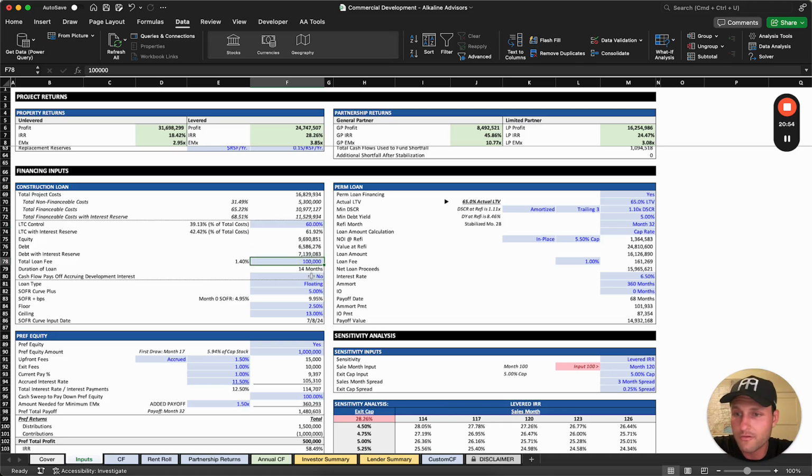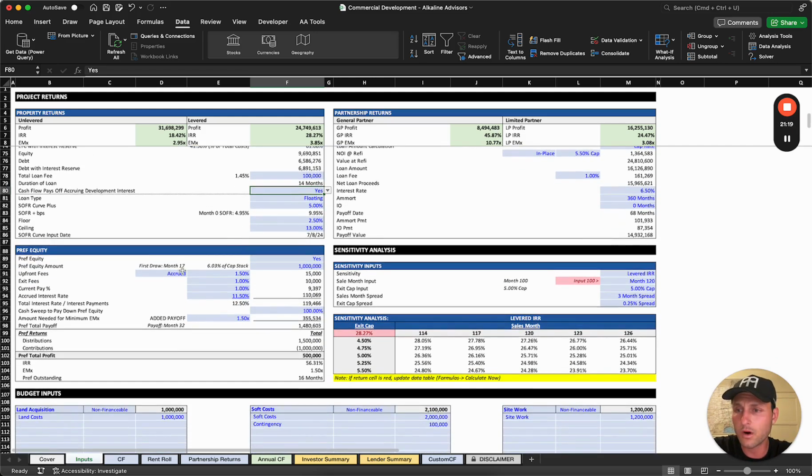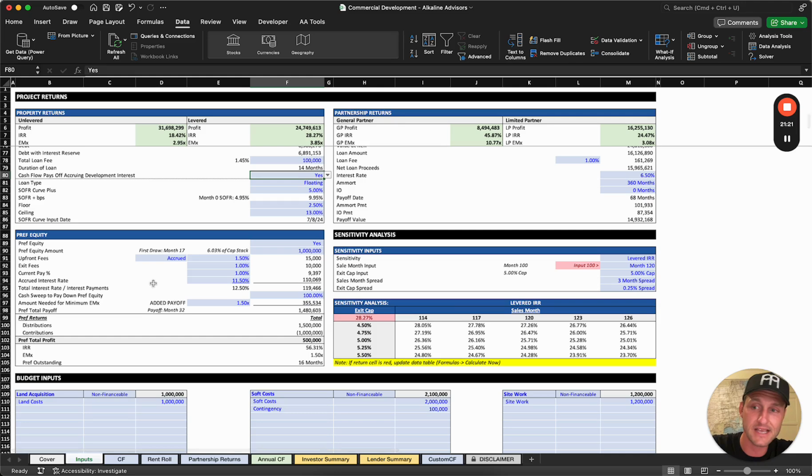But you can choose your loan fee, and then you can choose whether or not, once you do have free cash flow at a project level, you're allocating that free cash flow to pay down the accruing interest. If you can pay all that interest down, then it wouldn't be accruing anymore. And if you can't, then you're just paying down whatever you can, and the leftover balance is still accruing. So let's then work our way to the pref equity / mezz debt section.